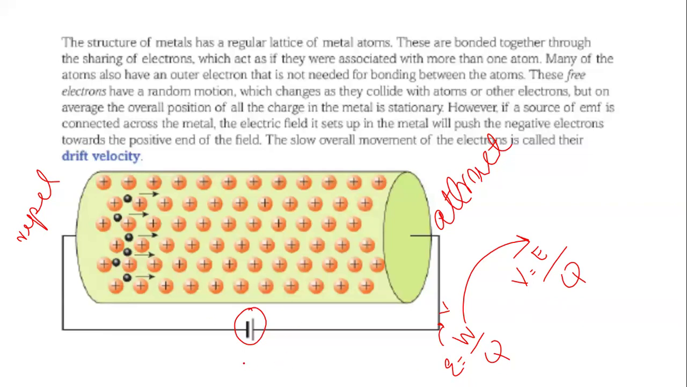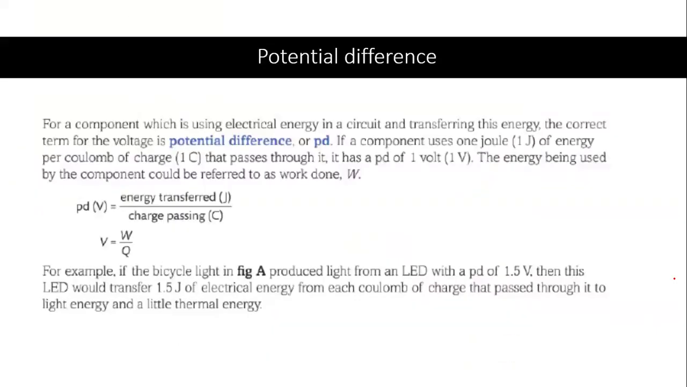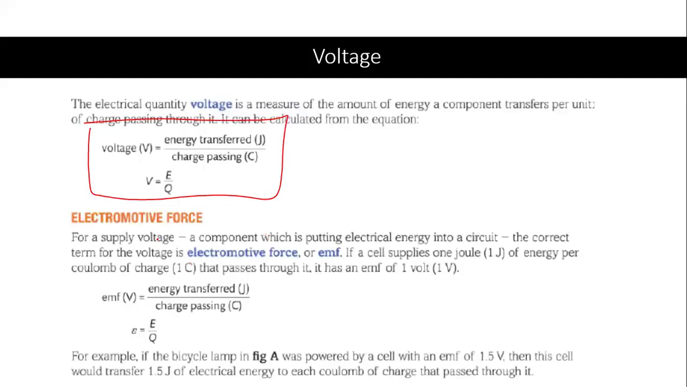EMF is when I talk about the voltage of a battery, and potential difference is a terminology we use specifically when we are talking about any load or any electrical component that is actually using up that energy. So in that case, we use energy transferred per unit charge. The formula is the same, right? So the difference is basically in terminologies. And you can always just use the word voltage. These are all interchangeable. There is no difference when it comes to actual calculations or the formulas that you will use.